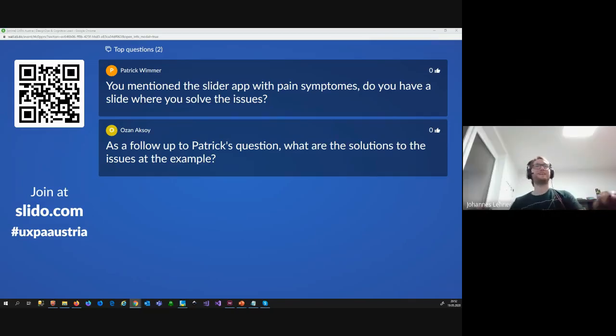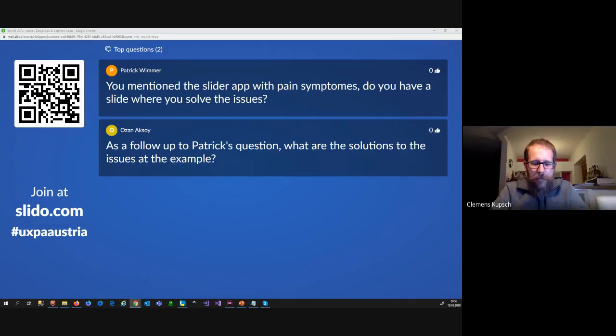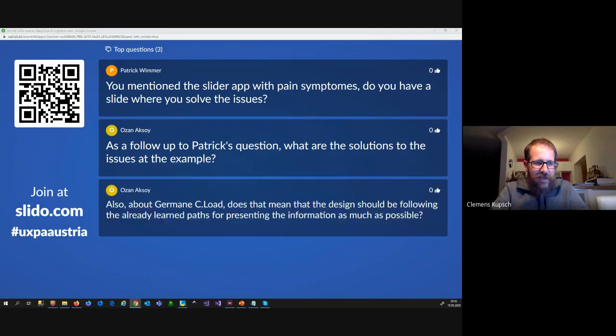But we got two questions in our Q&A section. Patrick asks, you mentioned the slider app with the pain symptoms. Do you have a slide where you can show how this issue was solved? No, I don't have a slide, and I'm not allowed to show you anything we came up with, but I can tell you we removed the slider completely.